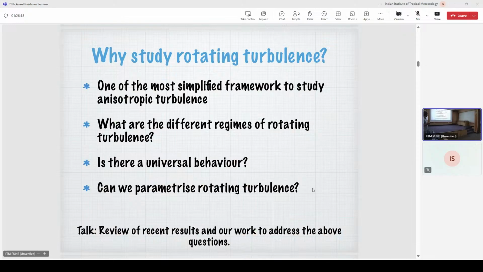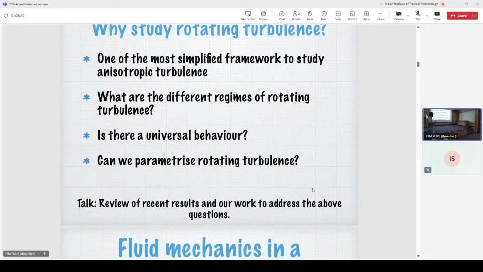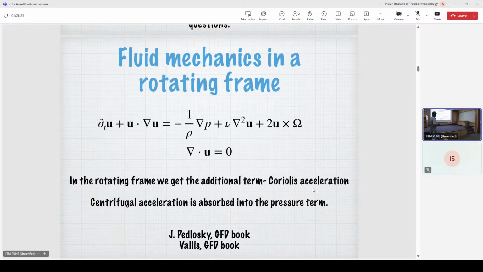So in this talk, because it might be slightly on the mathematical side, I'll review recent experimental and numerical results, and also talk about some of the work that we did to address these questions. The first thing you look at when you take rotating turbulence is the governing equation. You take the Navier-Stokes equation, you spin the system, and you go into the rotating frame.